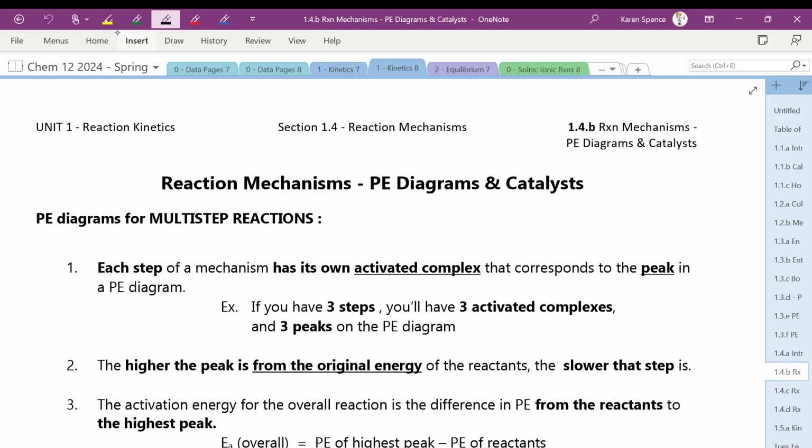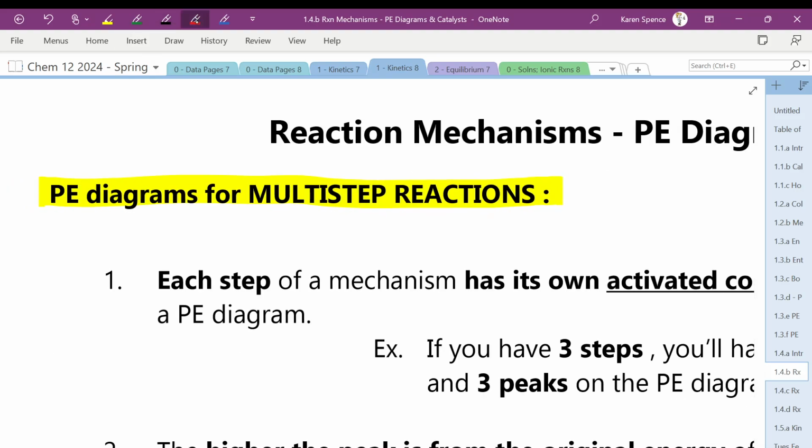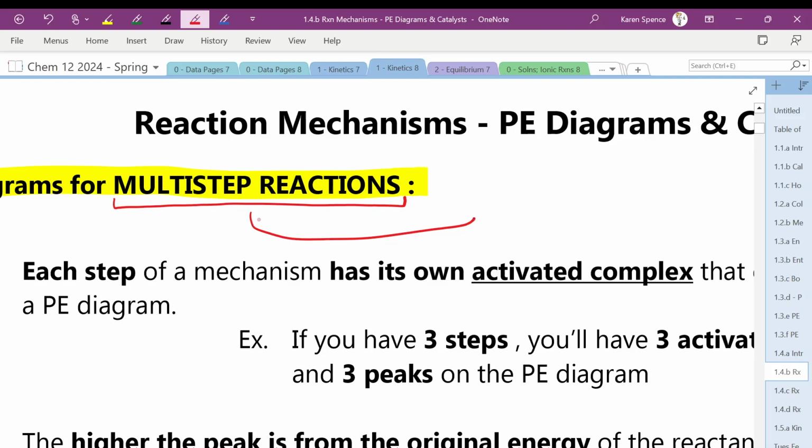So we are looking at potential energy diagrams for multi-step reactions. And what is a multi-step reaction? We could call a multi-step reaction a reaction mechanism.